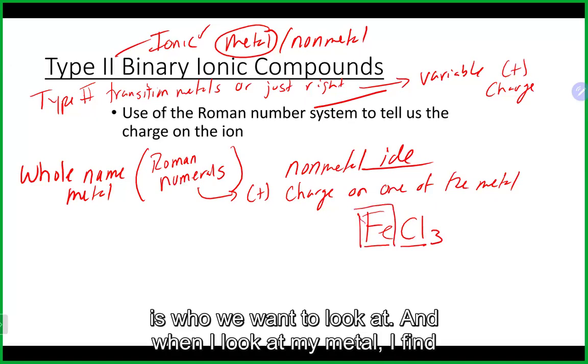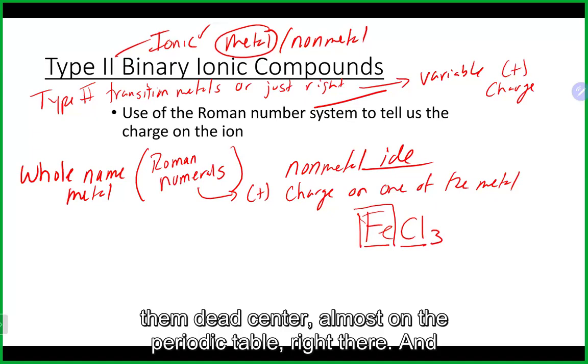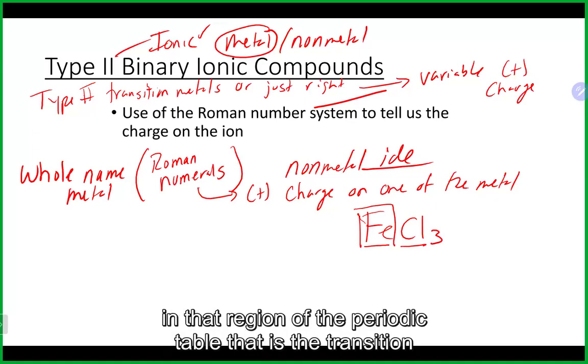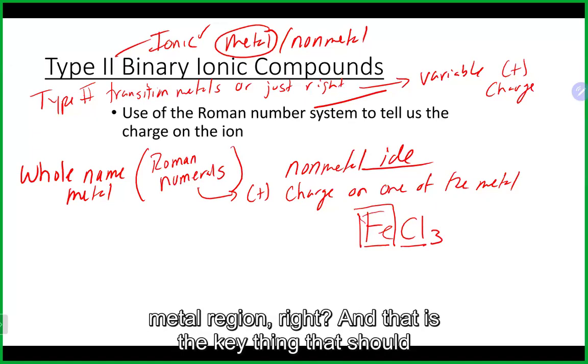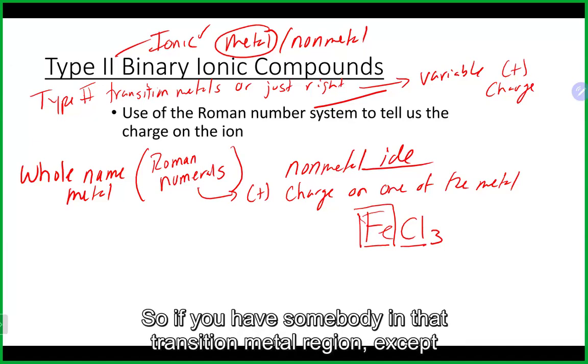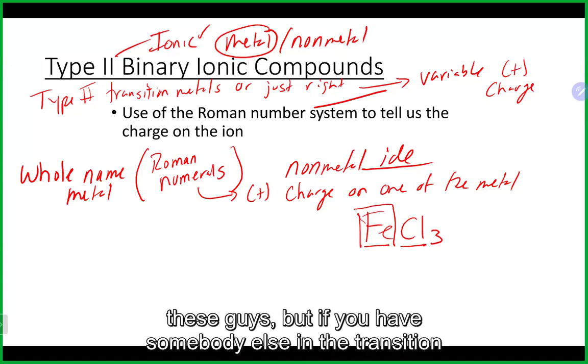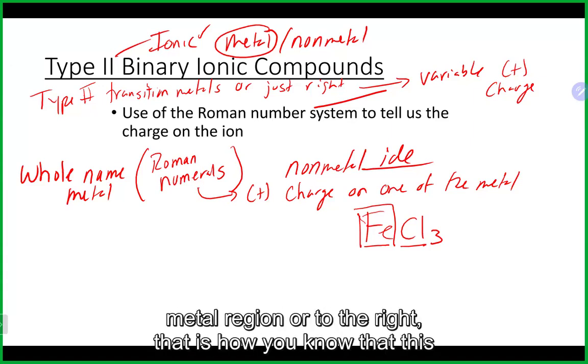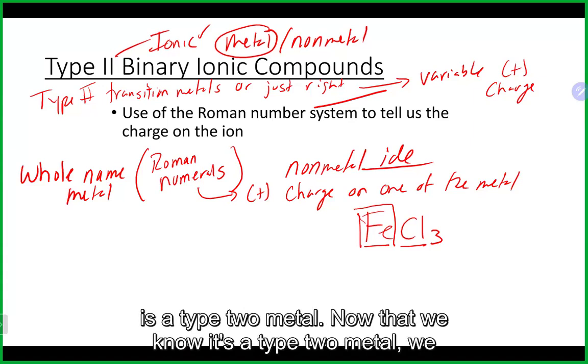And when I look at my metal, I find them dead center almost on the periodic table, right there. And in that region of the periodic table, that is the transition metal region, right? And that is the key thing that should trigger you to say it probably makes a variable type of charge. So if you have somebody in the transition metal region, except these guys on the right, that is how you know that this is a type 2 metal.